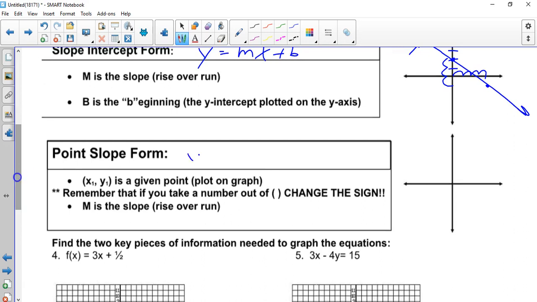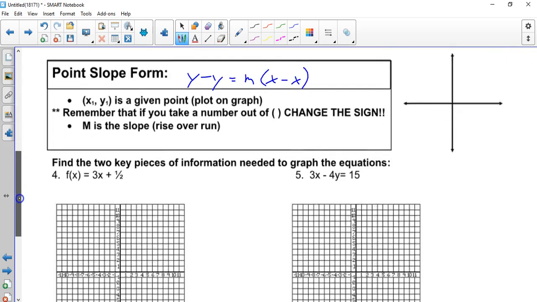Point slope form, y minus y1 equals m times x minus x1. So if you're given a point, x1, y1, you plot it on the graph. Remember that if you take a number out, change the sign. m is your slope. We're not actually going to work with point slope form, just reminding you that it's out there, but we're mainly going to work with slope intercept and standard form.